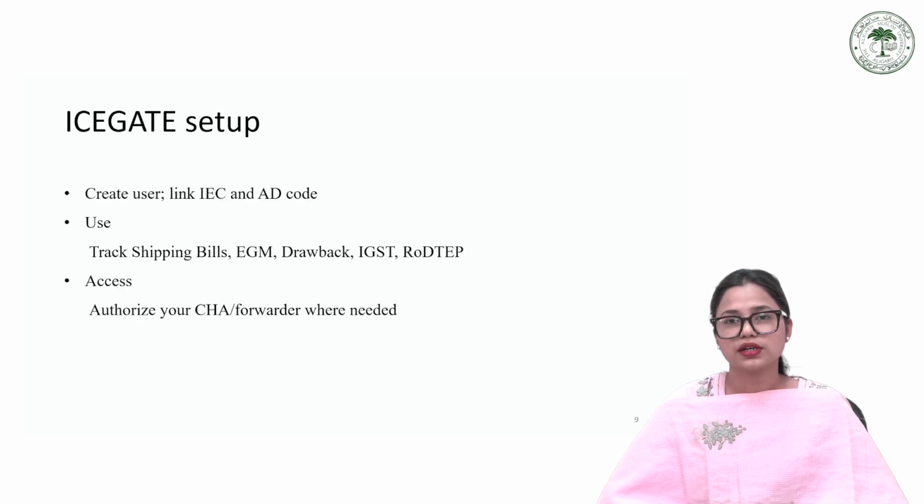In order to set up your account on the iSCADE website, you will have to create a user and link your IEC code and AD code in the iSCADE account. Where is it used? It is used to track your shipping bills, Export General Manifest or EGM, any drawback schemes or benefits, integrated goods and services tax, and RODTEP.